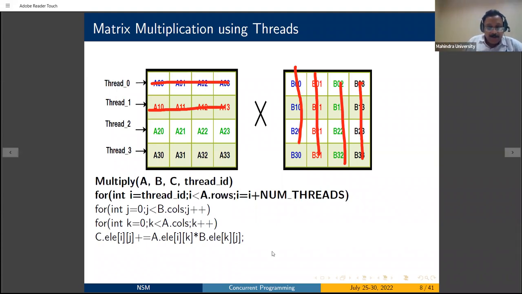How can that be achieved? That can be achieved with the help of these for loops. Are you able to understand this logic? Do you have any doubt? If you are able to understand this particular logic, I would like to show the demonstration. Do you have any doubt with this? No, right.